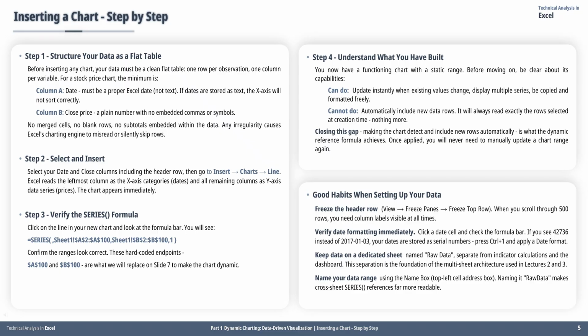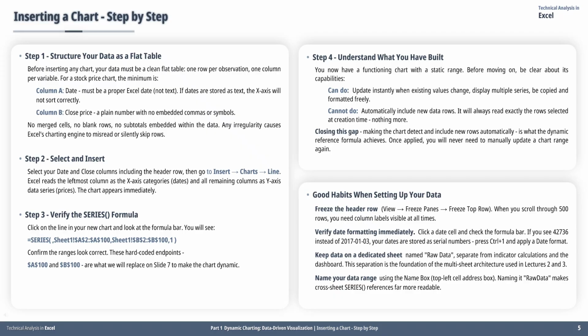For a price chart, the minimum is 2 columns. Column A holds dates, which must be proper Excel date values and not text strings. If dates are stored as text, the x-axis will not sort correctly, and the match formulas we use later will fail silently. Column B holds the closing price as a plain number, with no currency symbols or embedded commas. This is exactly the layout in the raw data sheet of the example file. Open it now and study the structure before building your own.